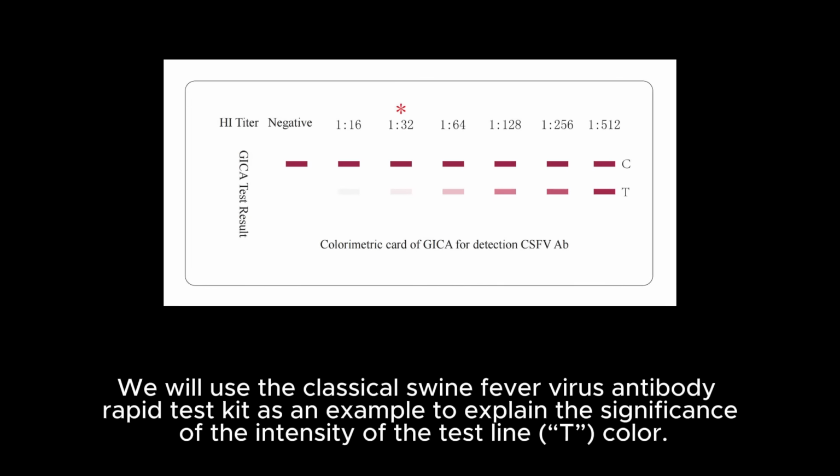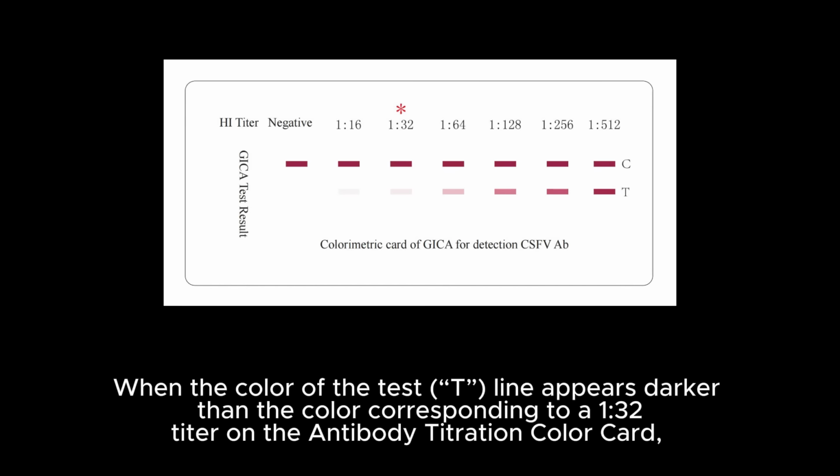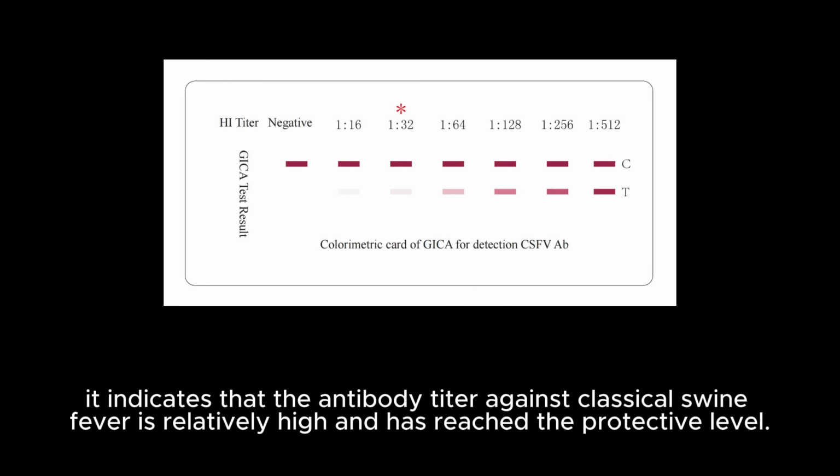We will use the classical swine fever virus antibody rapid test kit as an example to explain the significance of the intensity of the test line T color. When the color of the test T line appears darker than the color corresponding to a 1 to 32 titer on the antibody titration color card, it indicates that the antibody titer against classical swine fever is relatively high and has reached the protective level.